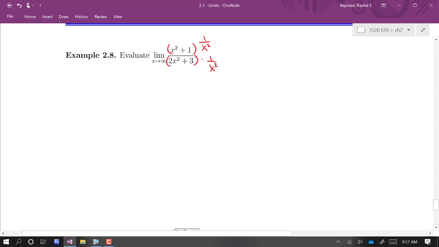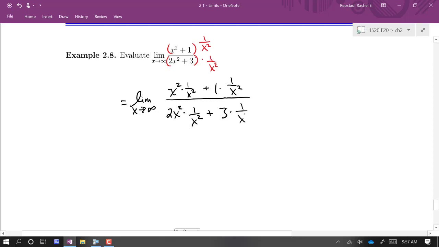And now what we're going to do is distribute that factor. So I've got x squared times 1 over x squared plus 1 times 1 over x squared. On the bottom, 2x squared times 1 over x squared plus 3 times 1 over x squared. You can probably see what's going to happen here. The x squareds cancel in the first term. Up top, we have the limit as x approaches infinity of 1 plus 1 over x squared. On the bottom, these x squareds in the first term cancel. On the bottom, we have 2 plus 3 over x squared.